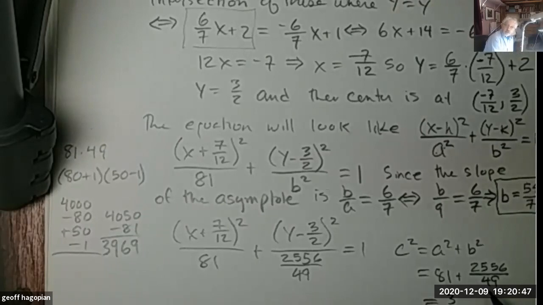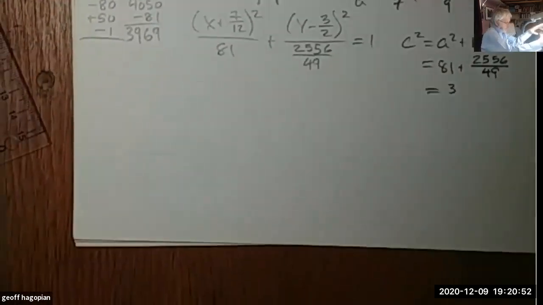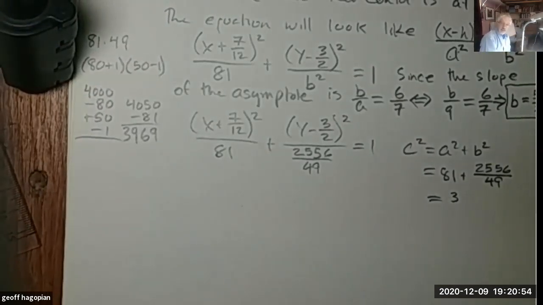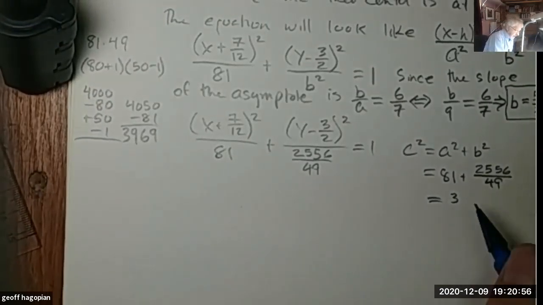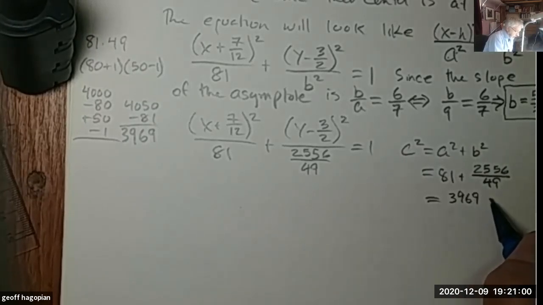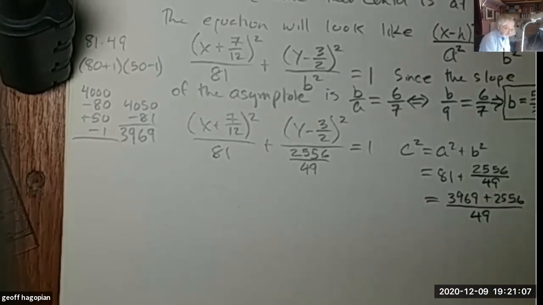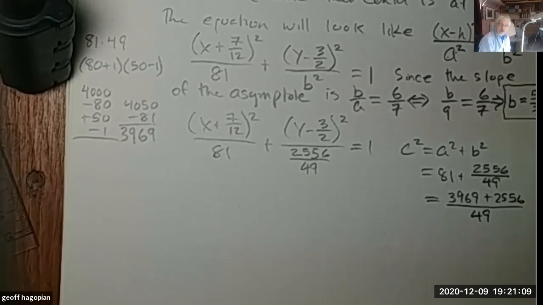3969 over here. I'm back over here. I guess I need to tilt this up a little bit. Gravity. So what do we get? 3969 plus 2556 over 49. We just got a common denominator here. That's why I was multiplying 49 times 81, right?